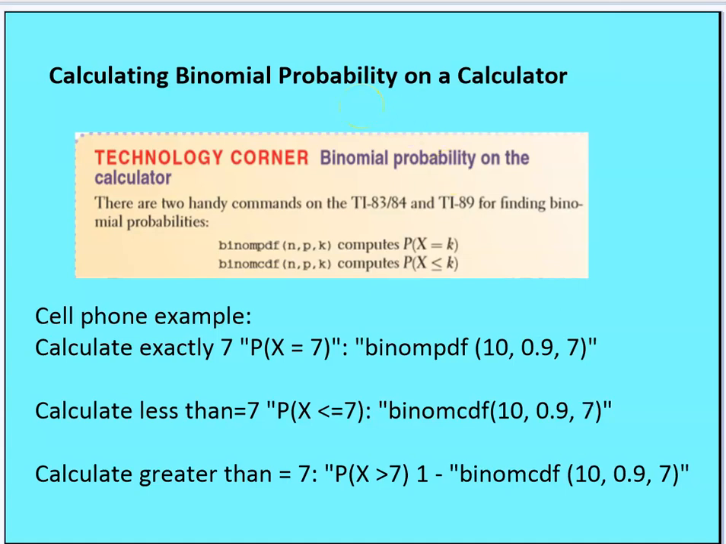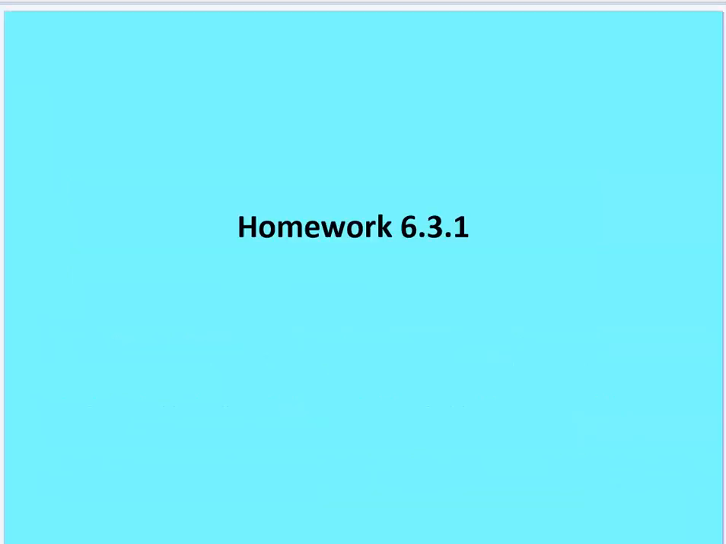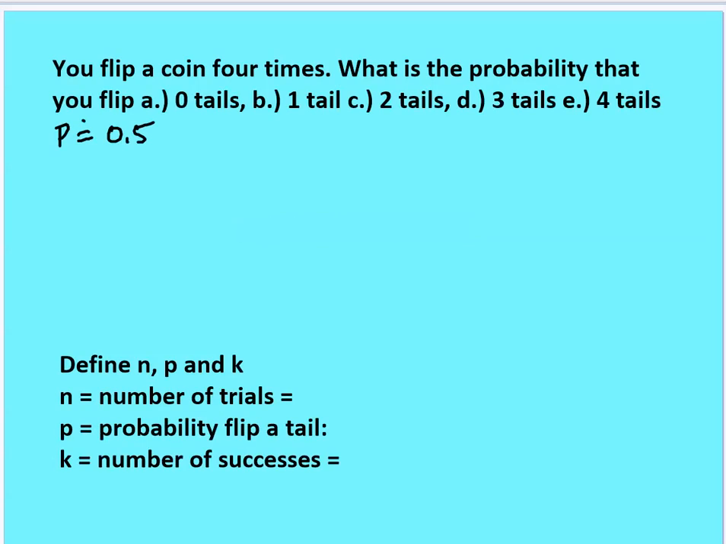All right, so this is going to bring us to your homework problem 6.3.1. You flip a coin 4 times. What's the probability that you flip 0, 1, 2, 3, 4 tails? Probability of success is 0.5. Right, so you're going to define n, p, and k, and then you're going to do the work, and then you're going to come back for the next part of this lesson. So please make sure you pause this and copy this down or take a picture. I'm going to stop.